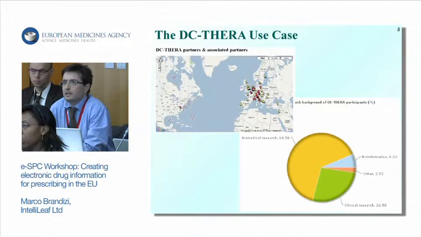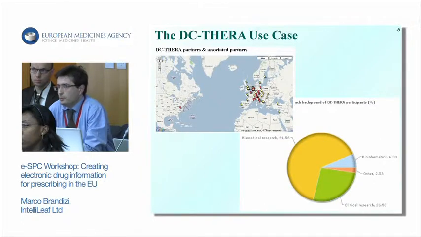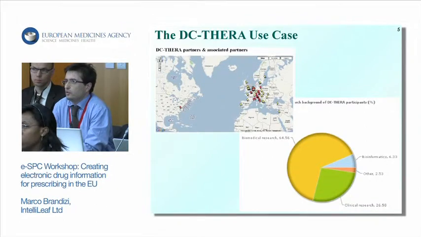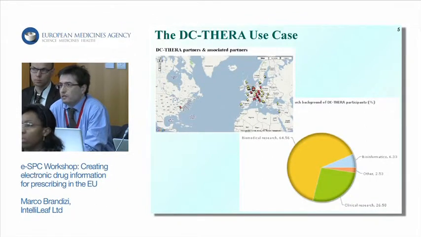So the use case is the DC-THERA project, which started as a European project, and now it is a large community distributed all over Europe, about 300 people and 30 organizations, and also in other countries of the world, having a variety of competencies and fields of expertise. So this is the first source of complexity when they need to interact.